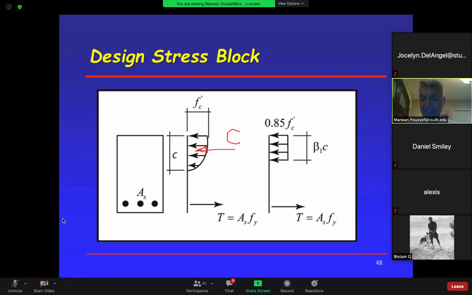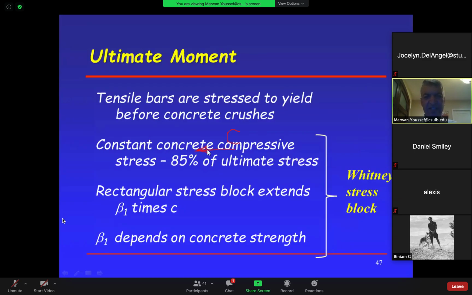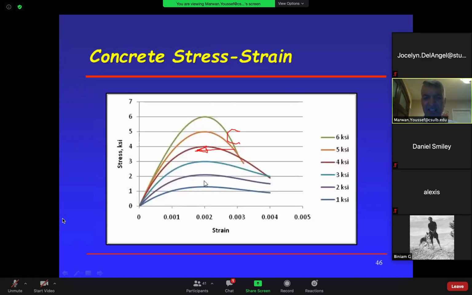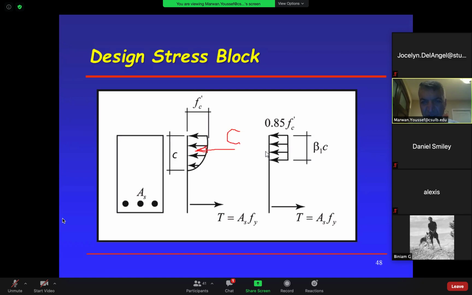So what Whitney said is that the constant concrete compressive stress is 85% of ultimate stress. So he said, take this compressive stress as 0.85 of F prime C. Although look here, it's F prime C. He said, no, take it 0.85.